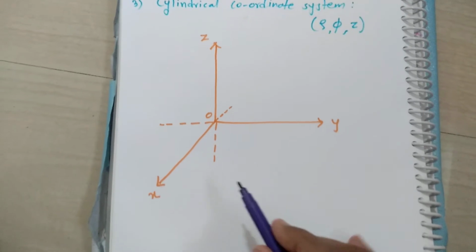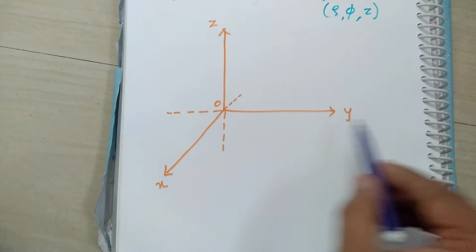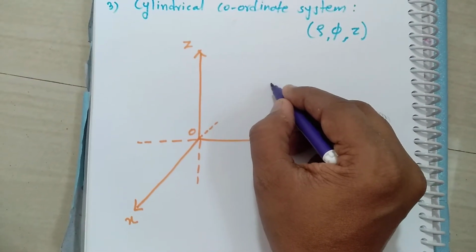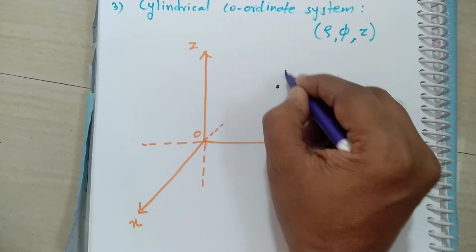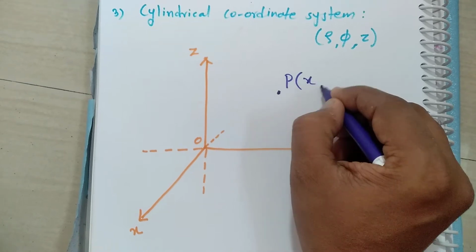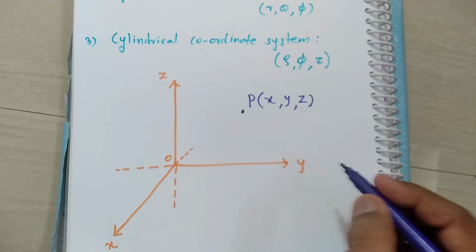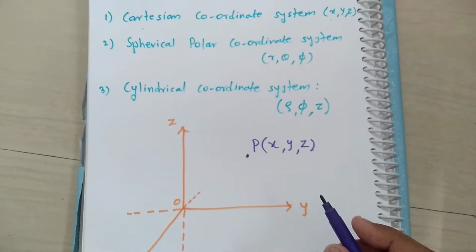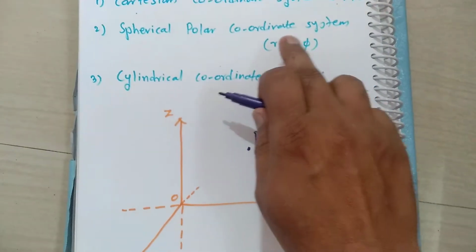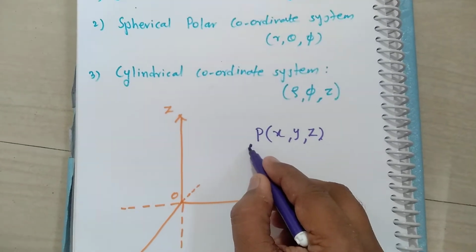See here, this is a three-dimensional coordinate system. The x-axis is perpendicular to the y-axis, which is perpendicular to the z-axis. You take any point in this three-dimensional coordinate system and suppose the Cartesian coordinate of that point is x, y, z. Okay, then what is the spherical polar coordinate of that point, and what is the relation between Cartesian coordinate x, y, z and spherical polar coordinate r, theta, phi?